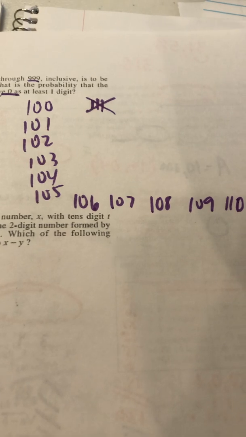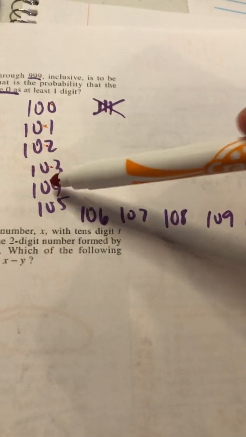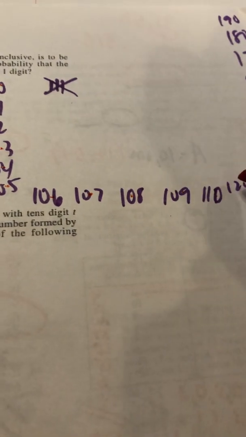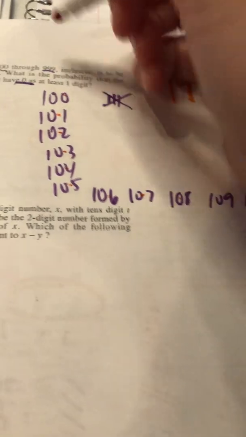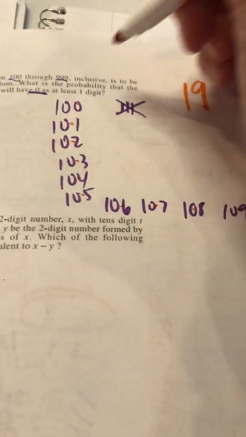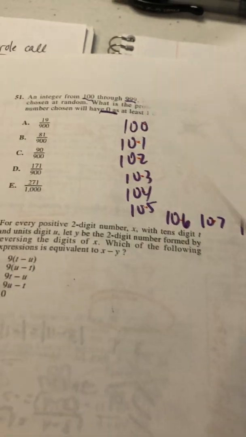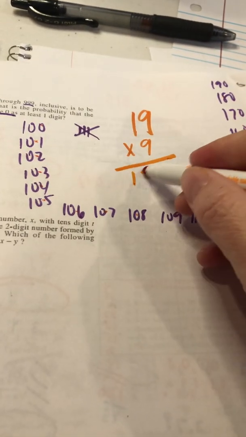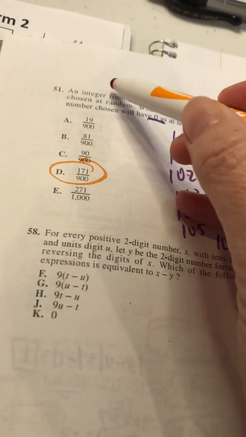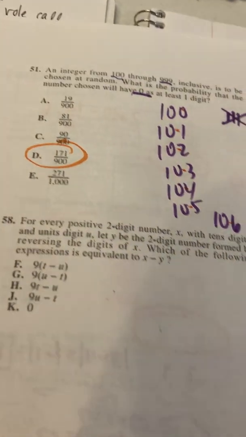So what I need to do is count how many there are. So that's 1, 2, 3, 4, 5, 6, 7, 8, 9, 10, 11, 12, 13, 14, 15, 16, 17, 18, 19. And then you've got the 100s, 200s, 300s, all the way to 900. So that's times 9. Sorry, wanted to get my answer there. So I'd get 171. So 171 out of 900, because remember we don't have 0 through 100. So it's basically 1,000 minus that first 100, which is 900.